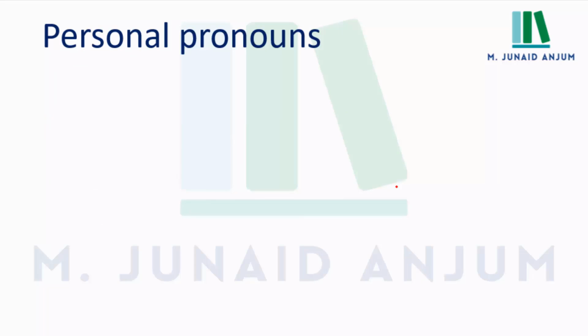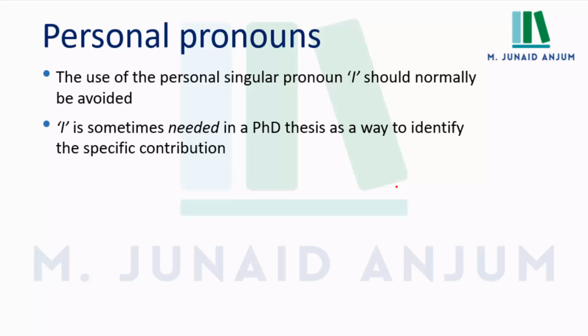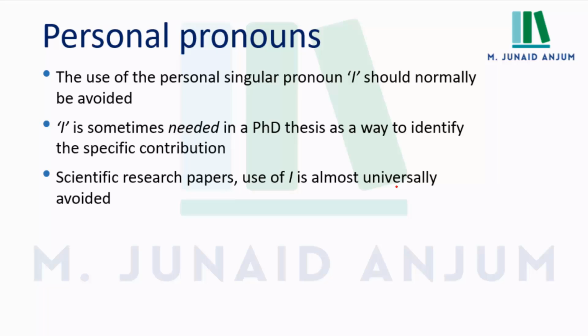The next thing is personal pronouns. The use of personal singular pronouns such as "I" should normally be avoided. "I" is sometimes needed in a PhD thesis as a way to identify the specific contribution. In scientific research papers, the use of "I" is almost universally avoided. We do not write like "I did this thing." "We" is sometimes allowed as a replacement.